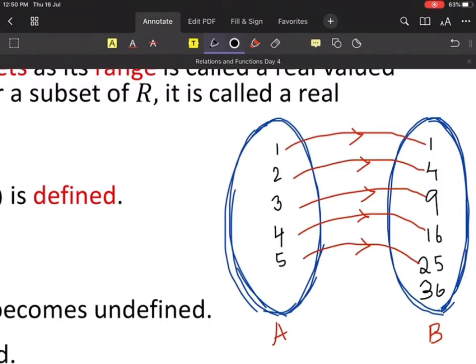Now the important thing. Can you tell me the relation between the elements? Let's see who can tell me. What is the relation between the elements? A to B. No, I am asking what is the relation? You see, 1 is related to 1. How is 1 related to 1? How is 2 related to 4? How is 3 related to 9? By what? Very good. The squaring thing.